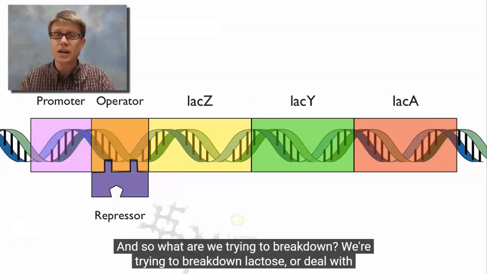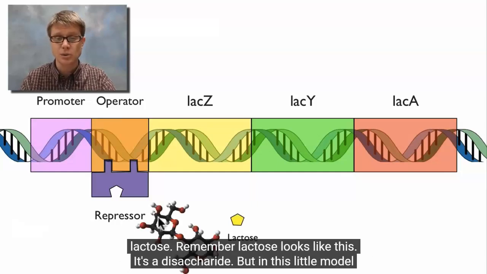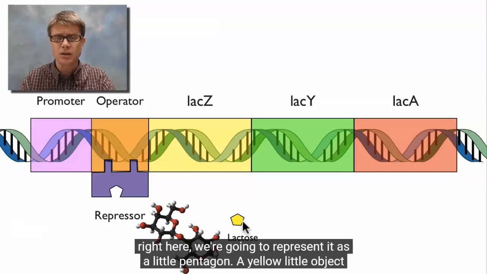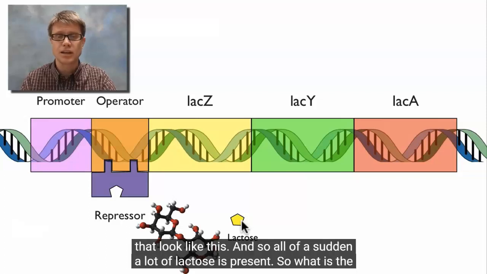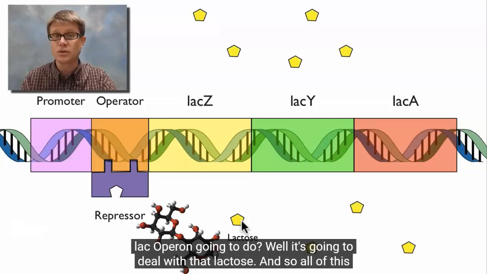And so what are we trying to break down? We're trying to break down lactose or deal with lactose. Remember, lactose looks like this. It's a disaccharide. But in this little model right here, we're going to represent it as a little pentagon, a yellow little object that looks like that. And so all of a sudden, a lot of lactose is present. So what is the lac operon going to do? Well, it's going to deal with that lactose.